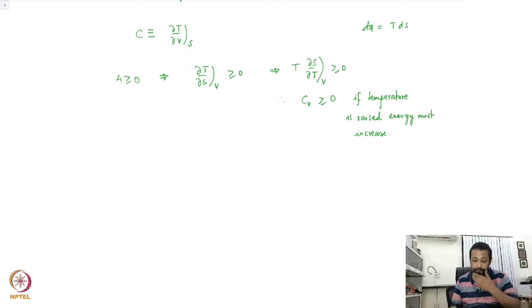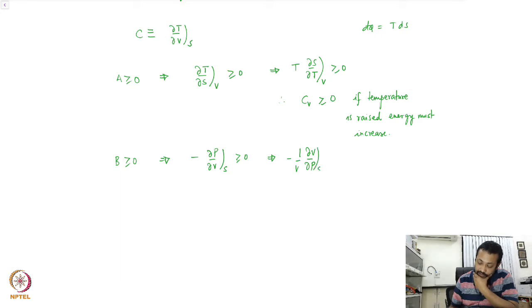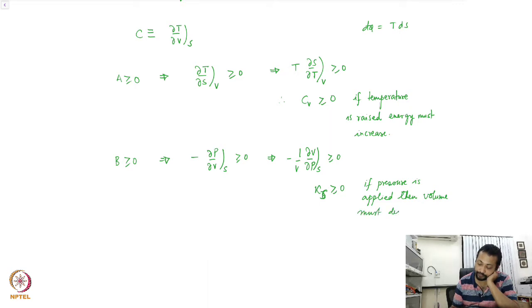Now b greater than 0 implies that minus del P del V at constant entropy is greater than 0. So this essentially means that minus 1 by V del V del P is also a positive quantity, and this effectively means that kappa S, with entropy held constant, must be a positive quantity. So if pressure is applied, then volume must decrease.